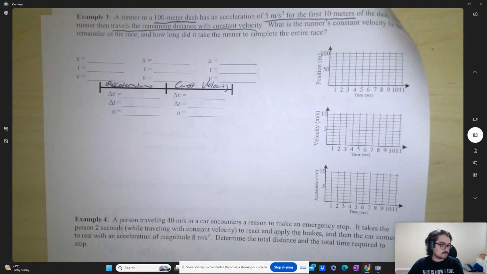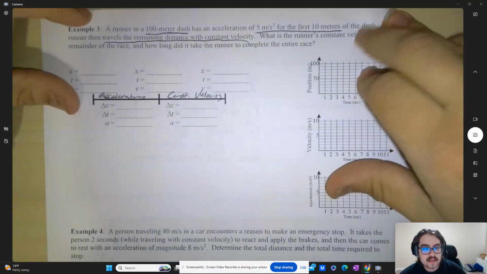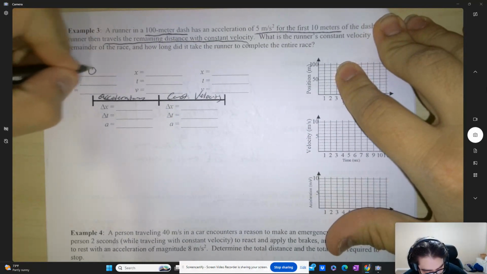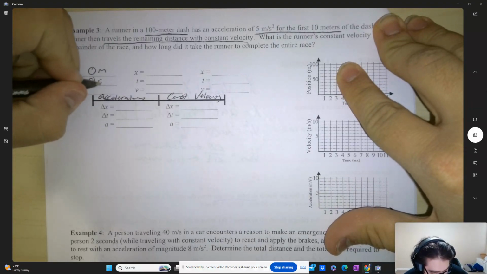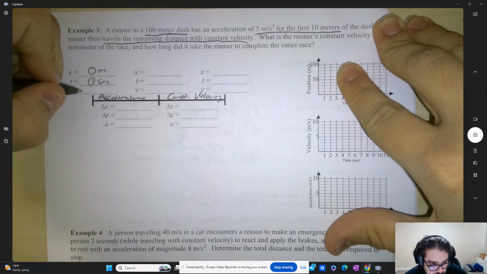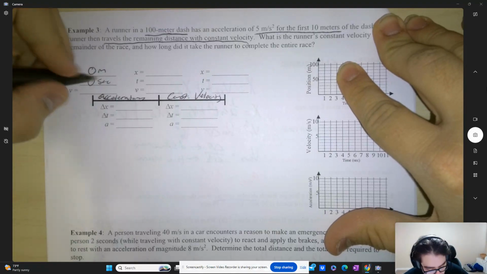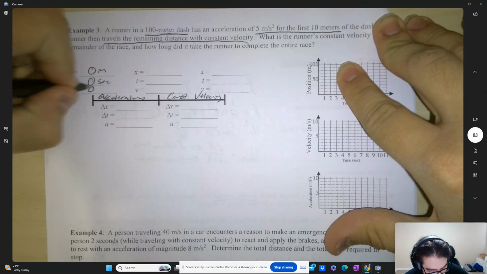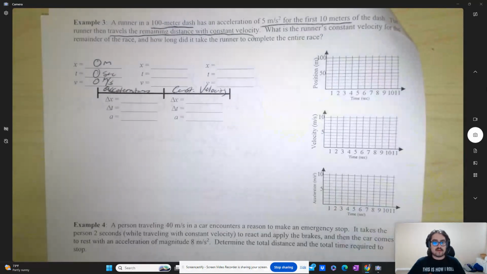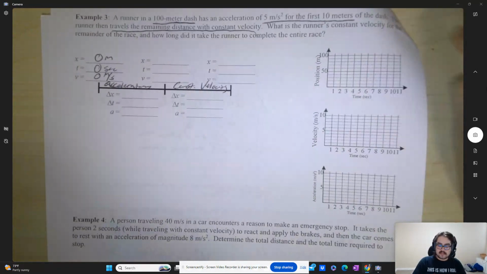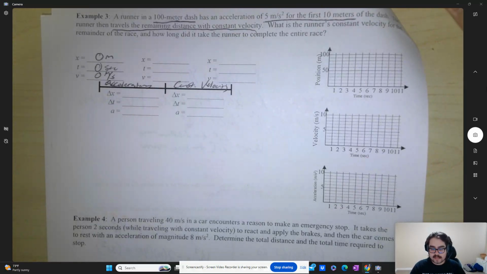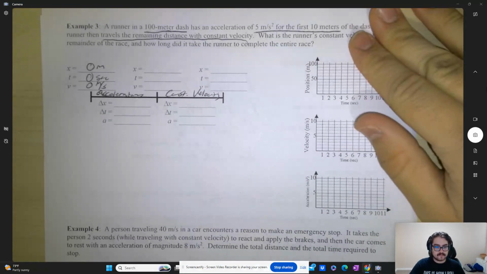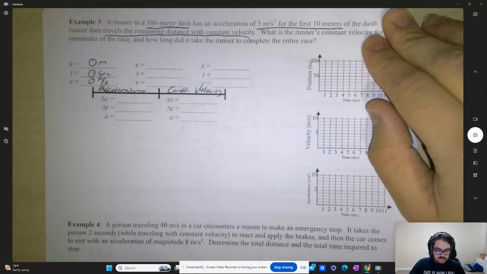Okay, so initially, the runner is going to start the race at a position of 0 meters, right? Unless he's a dirty, rotten cheater. He starts the race at 0 seconds, because he's not a cheater. And then the velocity should also start at 0 because he starts from rest, right? That would make sense conceptually, that the runner does not start going some speed, unless he's cheating again. Okay? What's some other information we can get from here?